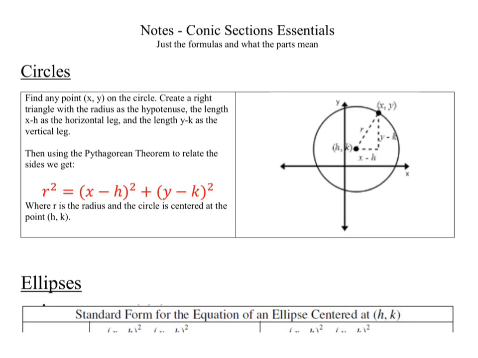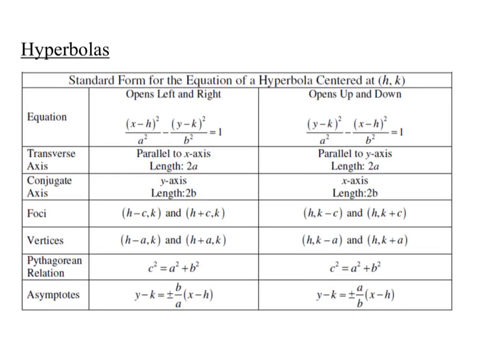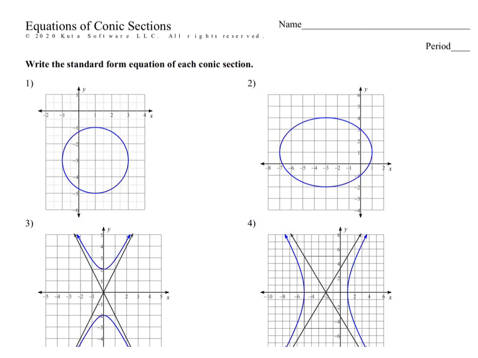Hopefully, you've gotten the notes, the Conic Section Essentials notes. It looks like this, and it just has the essentials about circles, ellipses, and hyperbolas. And hopefully, you also have the assignment, which looks like this, and it has you writing equations for conic sections and getting different bits of information about conic sections. So you need both of those during this little video lesson here.